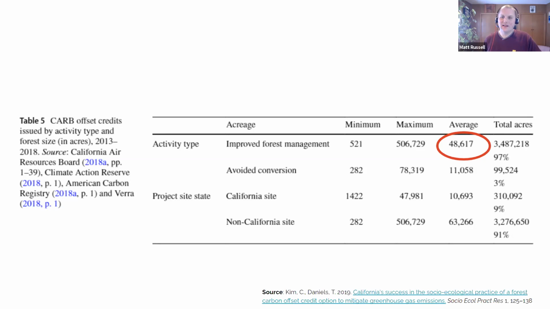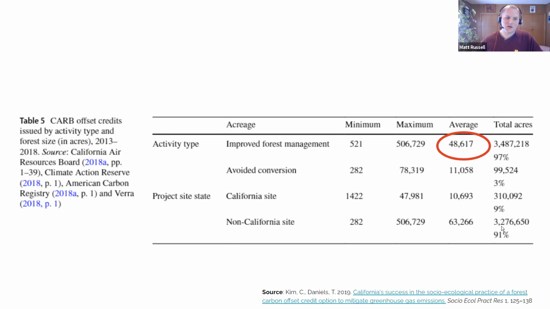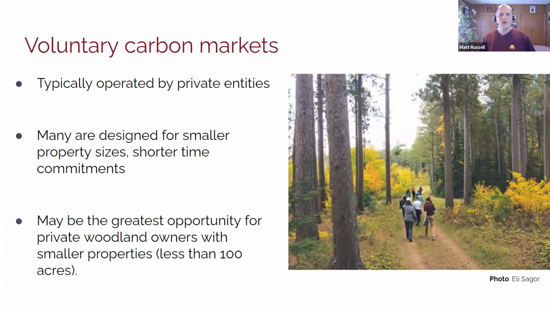And so you can see that the size of the properties are quite large, almost 50,000 acres, and they're really widely dispersed. Most of the acreages are not in California, so they're spread across the entire country. This makes a regulatory carbon market tough to enter for a small landowner. So that's where voluntary carbon markets come in.